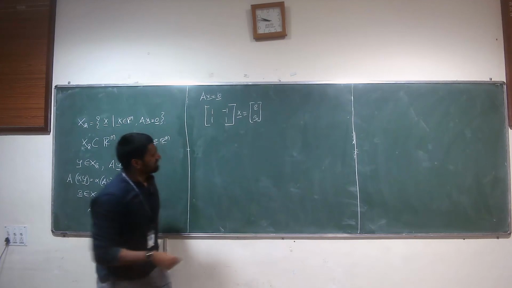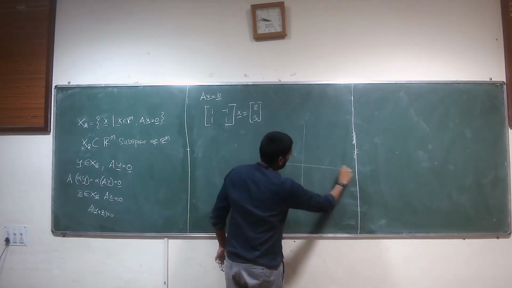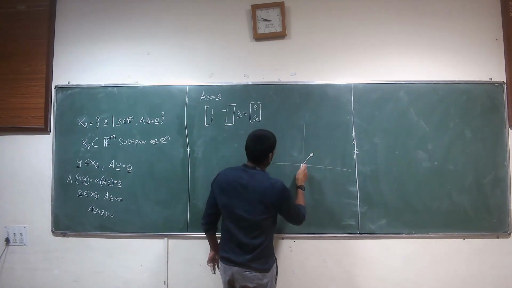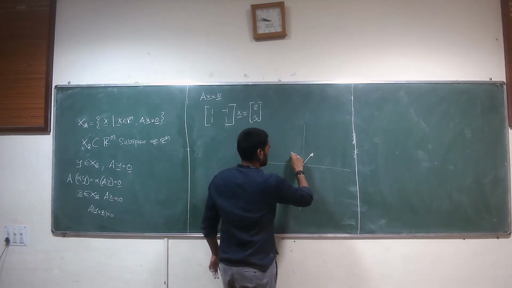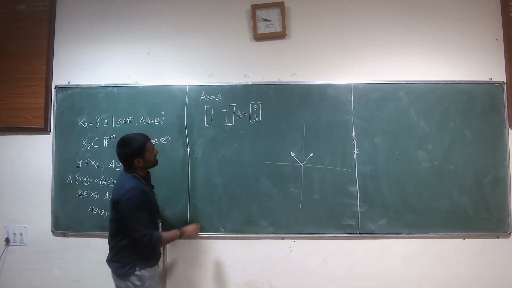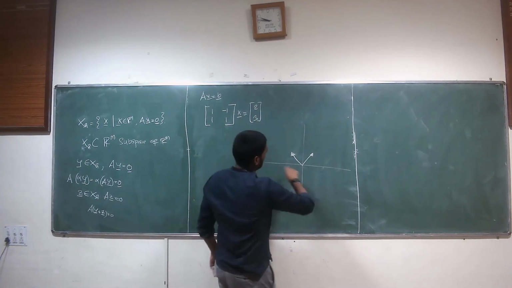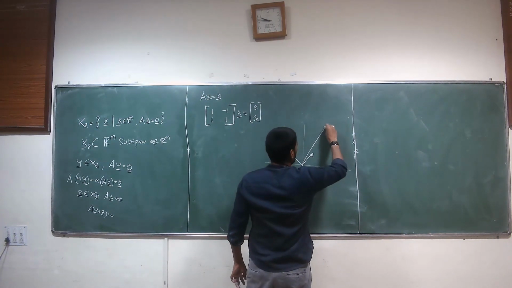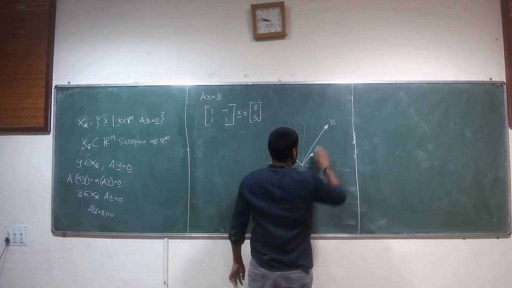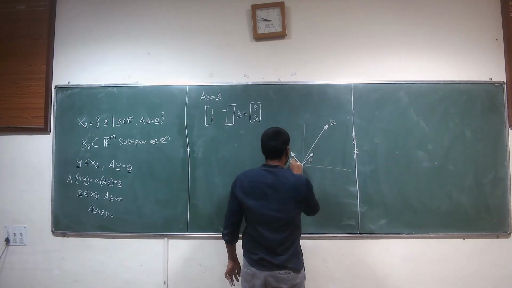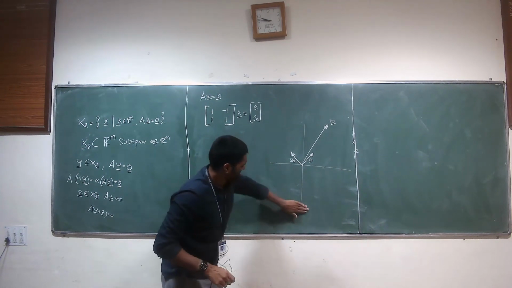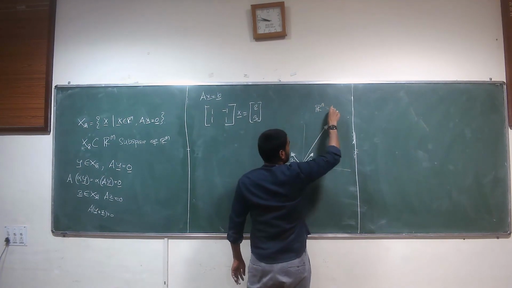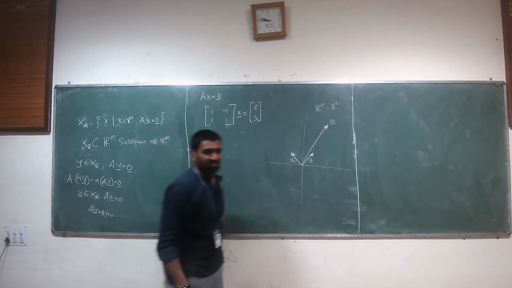What is the column view? This is A1. This is A2. The vector that I'm looking for, 2, 3, is here. This is B. This is A1. This is A2. And this is Rn, which is equal to R2 in this case.